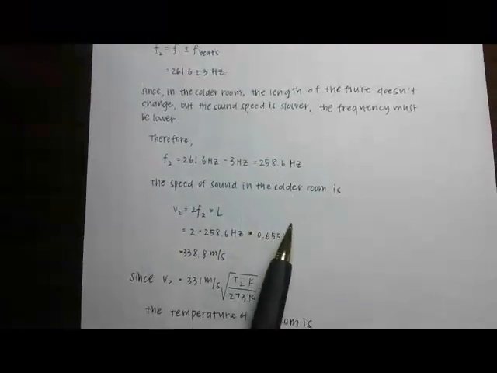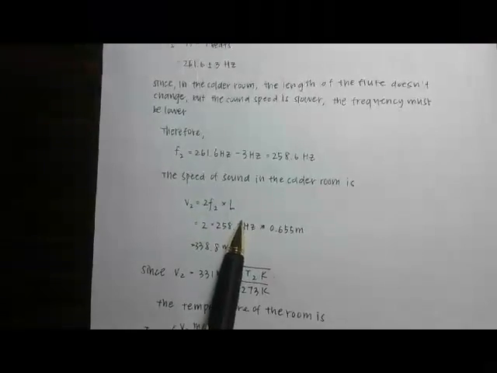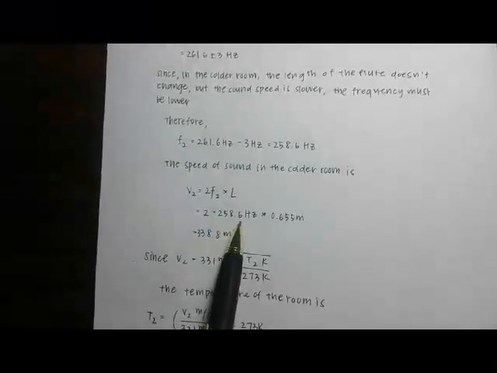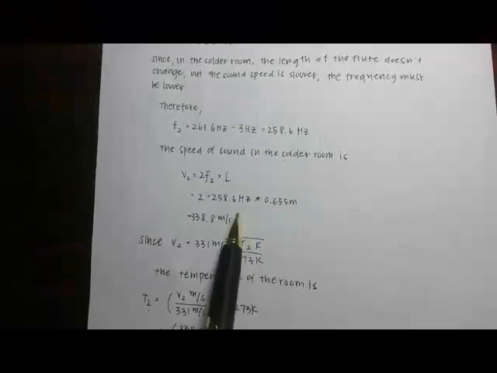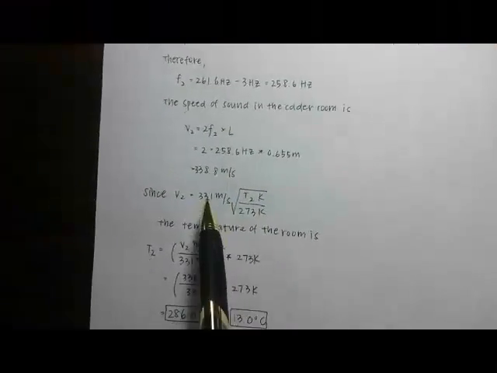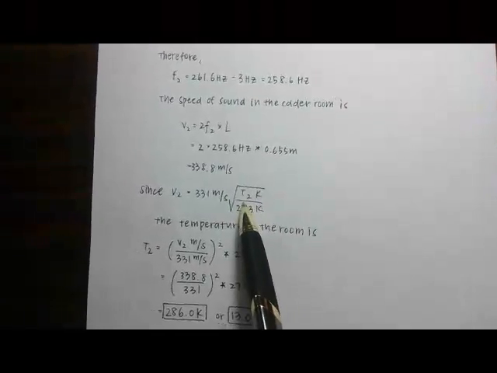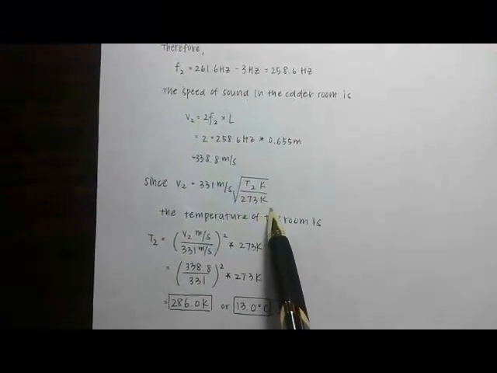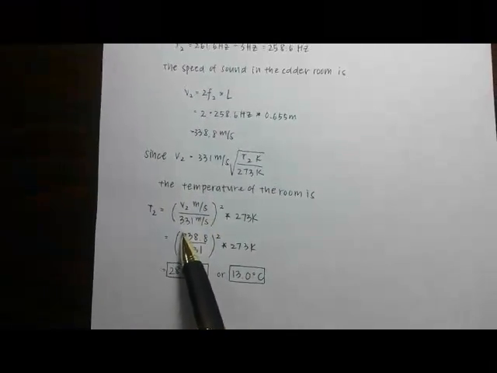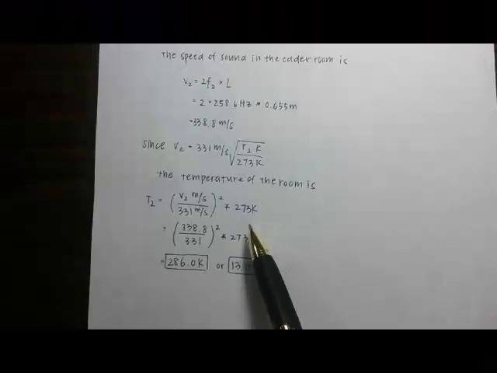The speed of sound in the colder room is V2 equals 2 F2 times length, and plugging in the numbers, 2 times 258.6 Hertz times 0.655 meters, and you'll get 338.8 meters per second. Since V2 equals 331 meters per second times the square root of T2 Kelvin over 273 Kelvin, the temperature of the room is T2 equals V2 meters per second over 331 meters per second, squared, times 273 Kelvin.